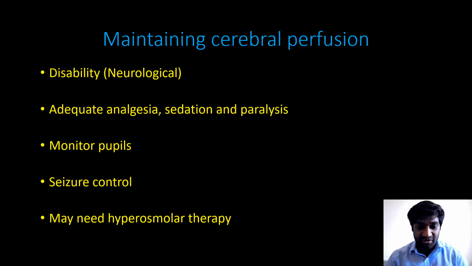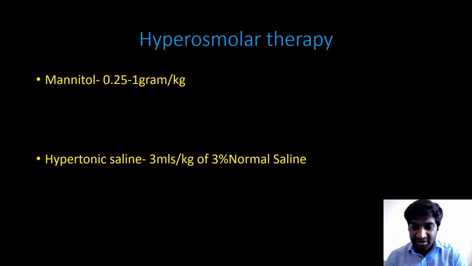If they have signs of coning or signs of increased intracranial pressure, they may need hyperosmolar therapy. The two agents we use in the UK, and you may use them in the Ukraine, are mannitol of 0.25 to 1 gram per kilo, or hypertonic saline of 3 ml per kilo of 3% normal saline. As I'm sure you know, these are heavy diuretics, so expect an increase in urine output. With that, you may need to fluid resuscitate them, maintain their blood pressure, and you also need to monitor the urea electrolytes and their serum osmolarities.